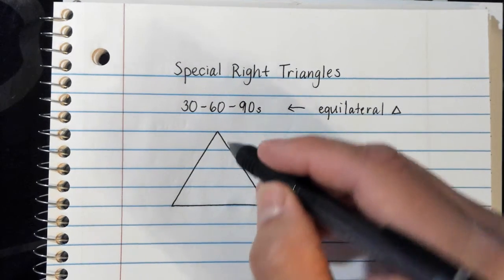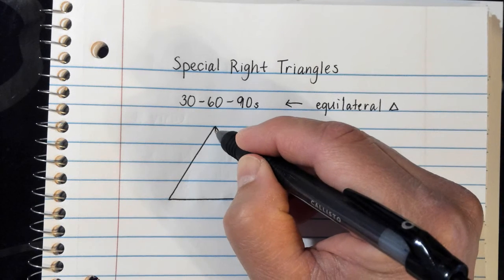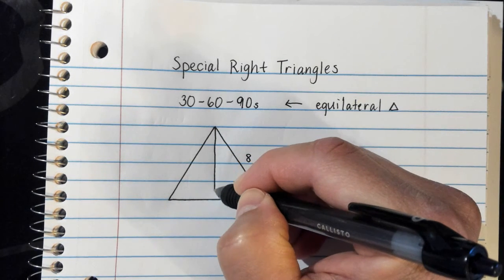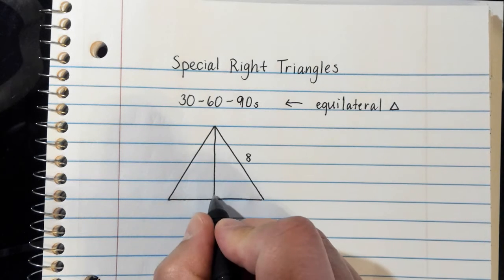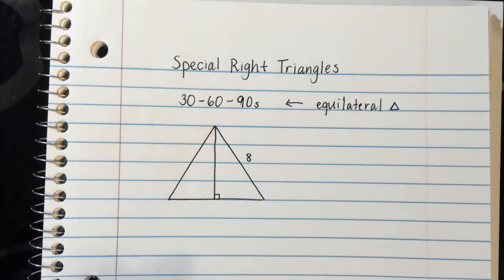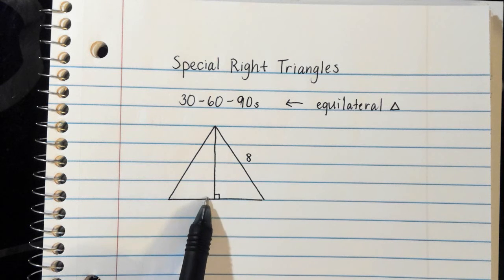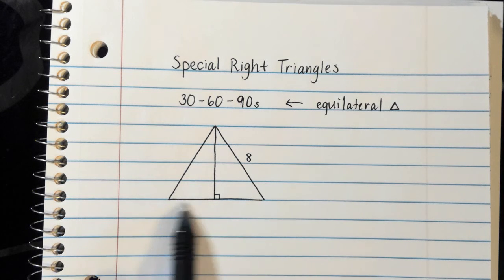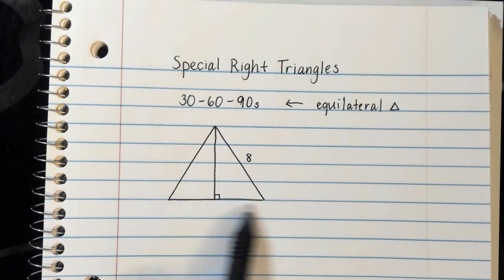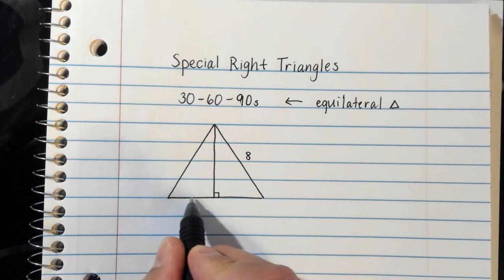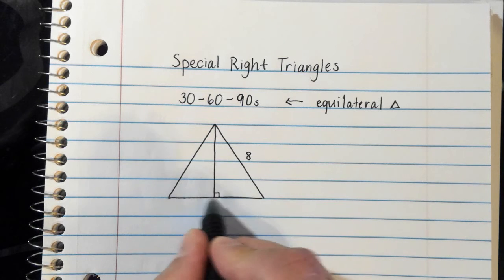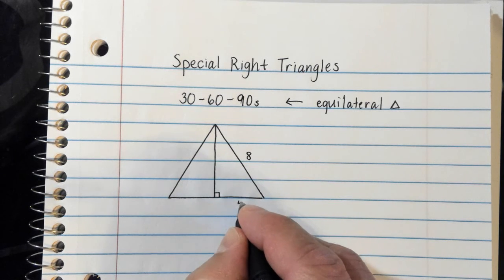Well, if you draw this, it's called the altitude, and the altitude does a couple things. One, it is perpendicular, so it forms a 90-degree angle here and here. It also bisects this side. Bisect means cut in half. So if this whole thing is 8, then each piece is 4. Yeah?